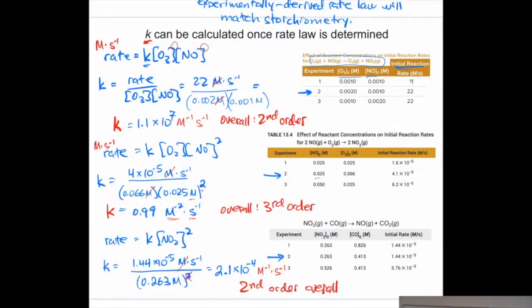Okay? So it's really a two-step process. If you want to calculate K from data like this, you have to first interpret the data, experiment by experiment in pairs to figure out what the rate law is, and then you go back to one of the experimental trials and plug that data in to calculate K. It's really simple and straightforward. It's just now you've got a two-step process to keep in mind.